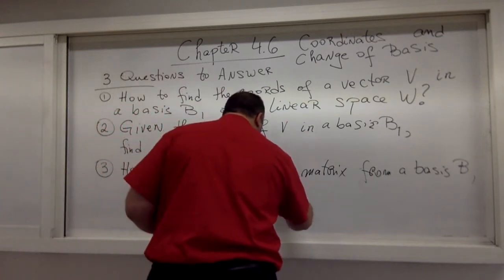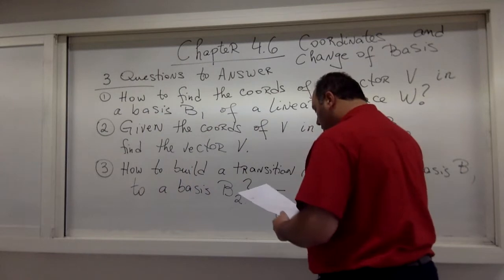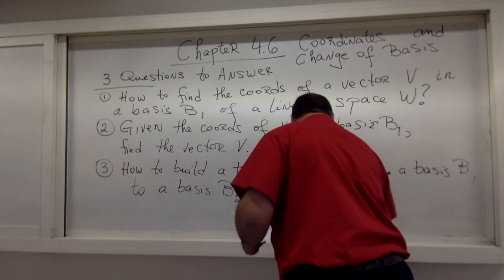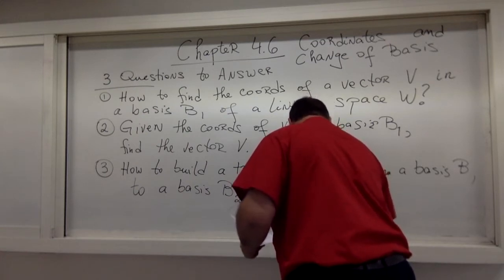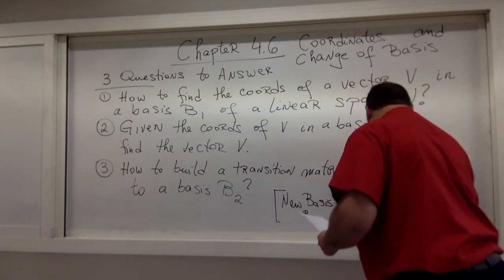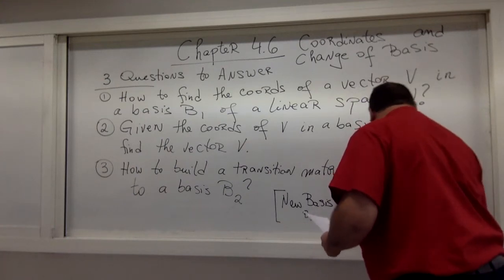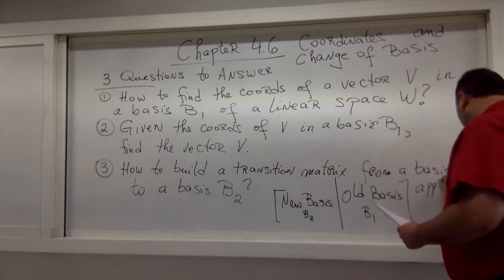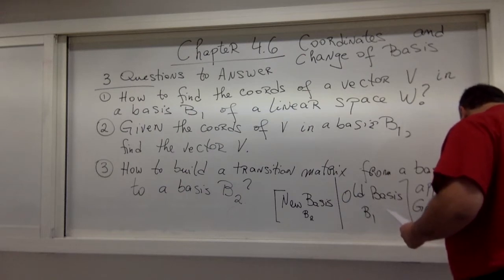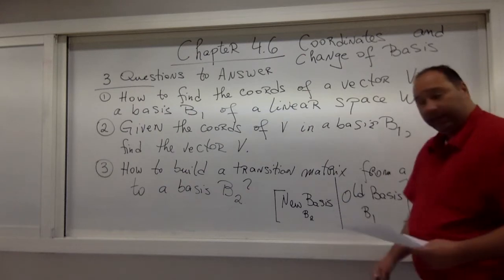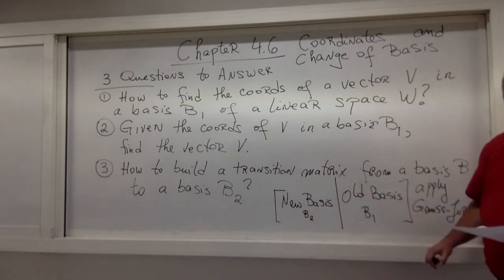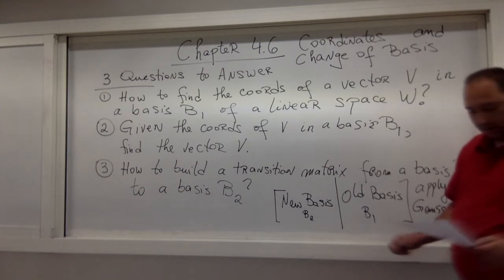This time, all you need to do is, again, apply Gauss Jordan, but on a special augmented system. So you have your new basis, B2, let's say. In our case, it's going to be B2, then slash, and our old basis, in our case B1, and apply Gauss Jordan. So until when? Well, until you get identity on this side, and on the other side, you will get your transition matrix. So life will be very easy now.